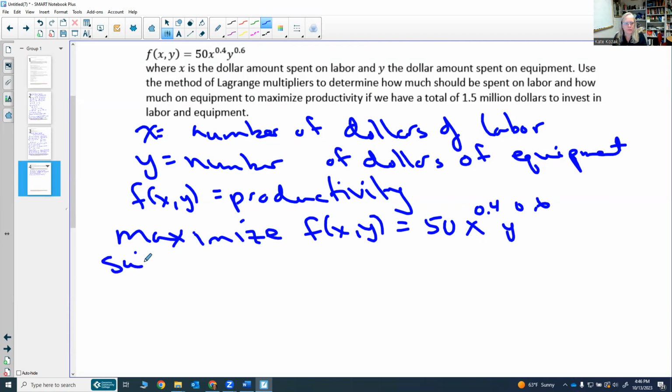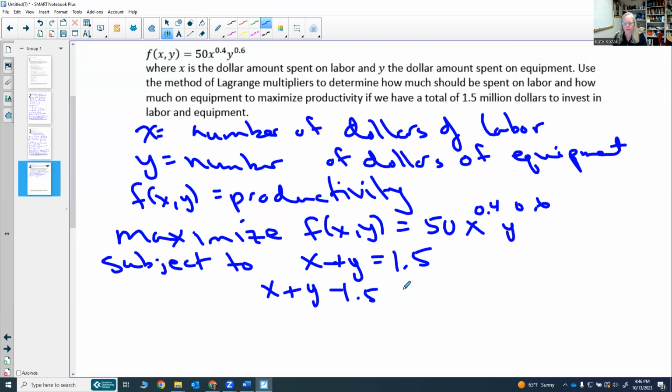subject to x plus y is equal to 1.5 million. X plus y minus 1.5 equals 0. So g of x, y is equal to x plus y minus 1.5.